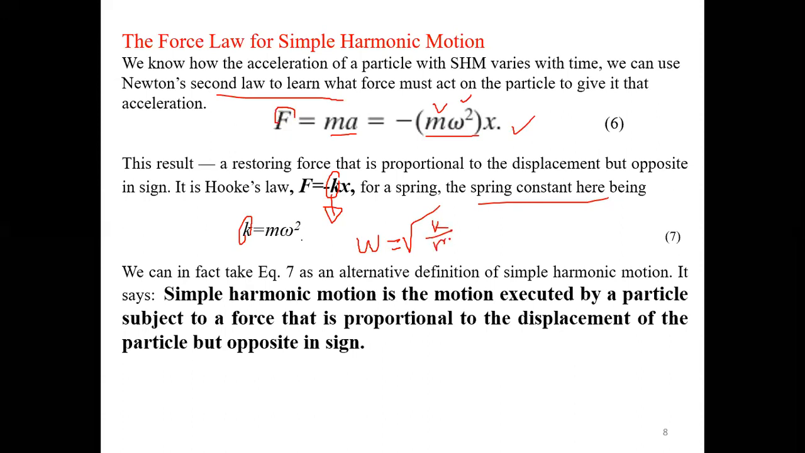So you can in fact take equation 7 as an alternative definition of simple harmonic motion. It says simple harmonic motion is the motion executed by a particle subject to a force that is proportional to the displacement of the particle but opposite in sign.